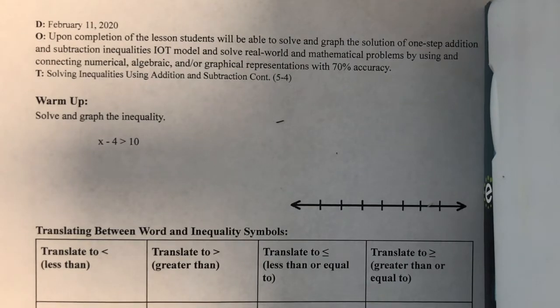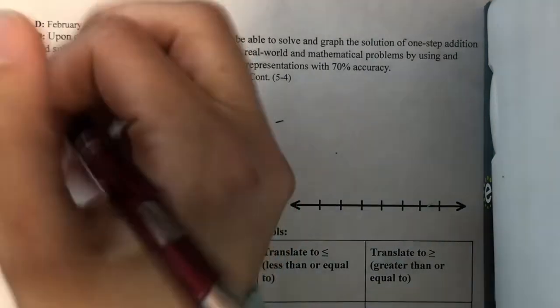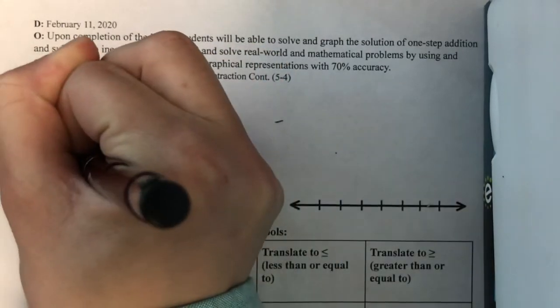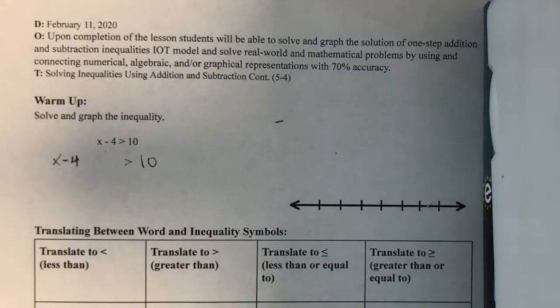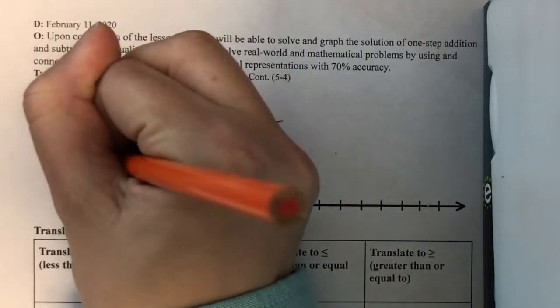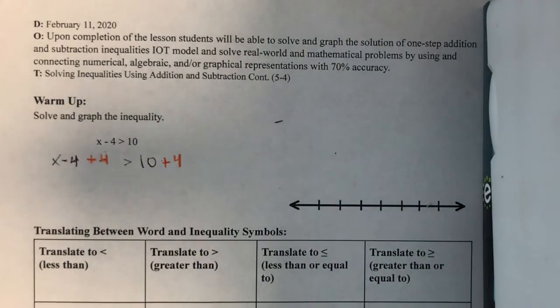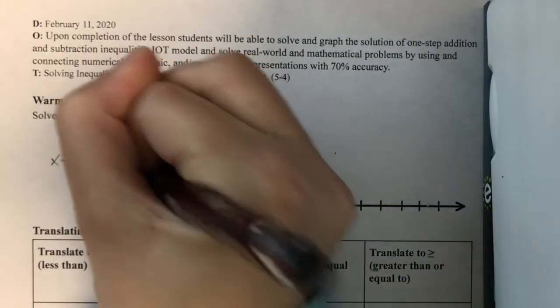So the first thing I'm going to do is ask myself, okay, I have x minus 4. How do I undo subtracting 4? I'm going to add 4. So I'll rewrite x minus 4 greater than 10, and my goal is to undo that subtracting 4, so I have to add 4. Add 4 over here, add 4 over here to keep my inequality true.